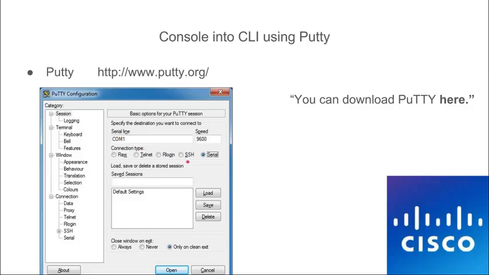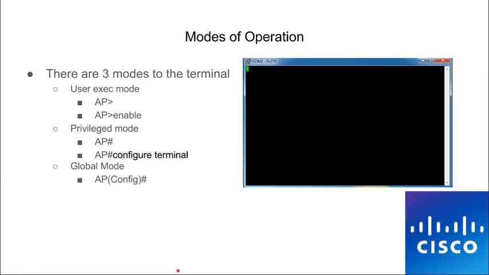The default is SSH, so select serial, and then we're going to use the COM port that it's asking for. I'll show you how to find that. Leave the speed at the default and then just hit open. Once it does open, you're going to get a black screen like this. That's basically how you're going to know that you did it correctly.